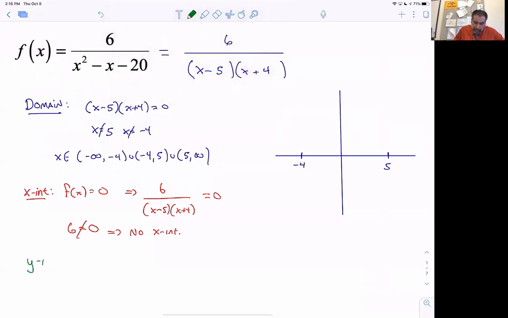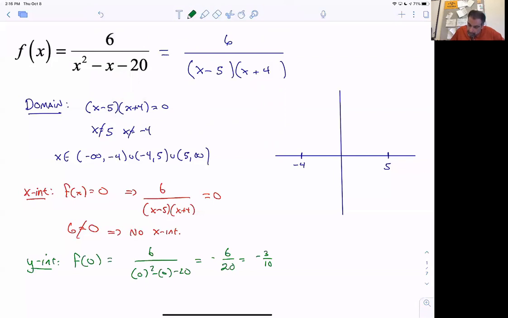So it's the y-intercept. We're going to plug 0 in, which means doing 6 over something squared minus something minus 20 and plugging in 0 everywhere. That gives us a negative 6/20, which is the same as negative 3/10. So when we go over here, we're going to make a mark down here at negative 3/10, and we know that our function goes through that point right there.